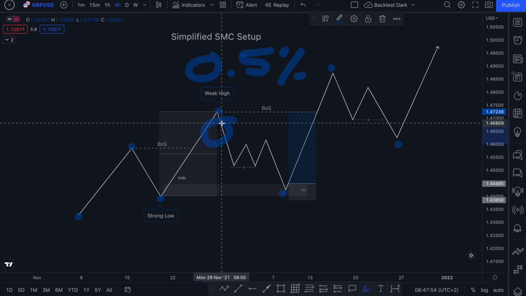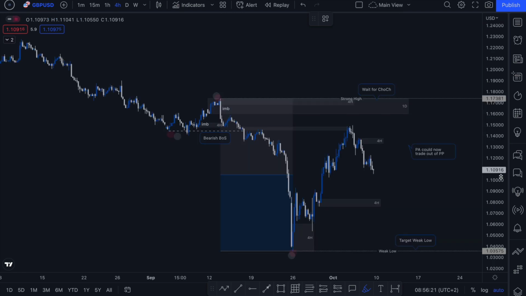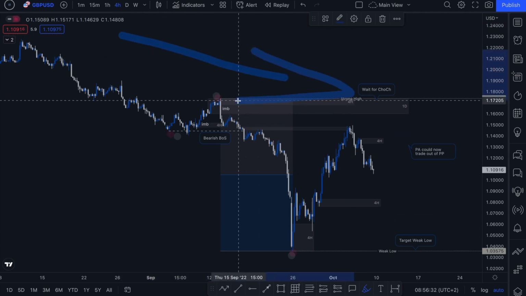So let me now give you a real world example, a trade that I actually took recently here on GBP USD. We're going to start off on the 4-hour chart. We can quite clearly see that price action is bearish in here, all right?